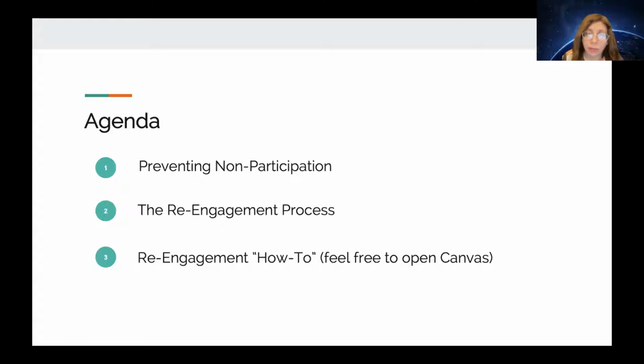So our agenda today will be, again, ways of preventing non-participation so that you don't even have to get to the re-engagement process. But then next, we will discuss the re-engagement process that does very commonly happen. And then finally, the how-to. The last part of the webinar today will really be more hands-on and a workshop. So feel free to open up Canvas. Jim will be showing you a variety of tools in Canvas that can be helpful.